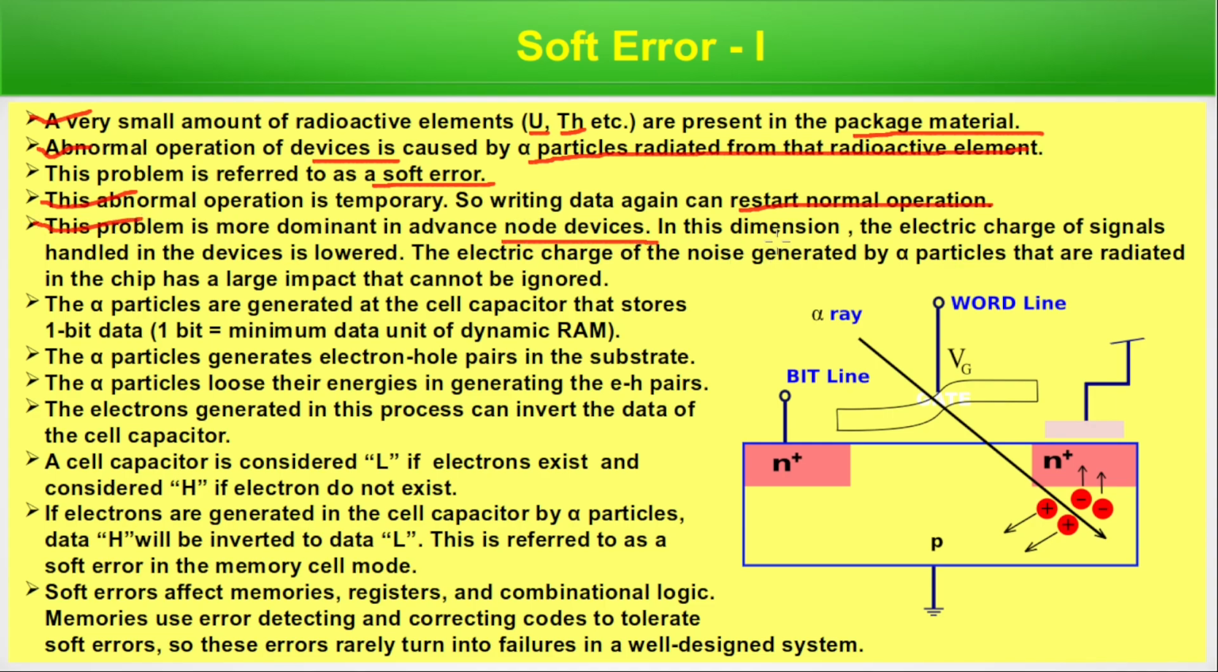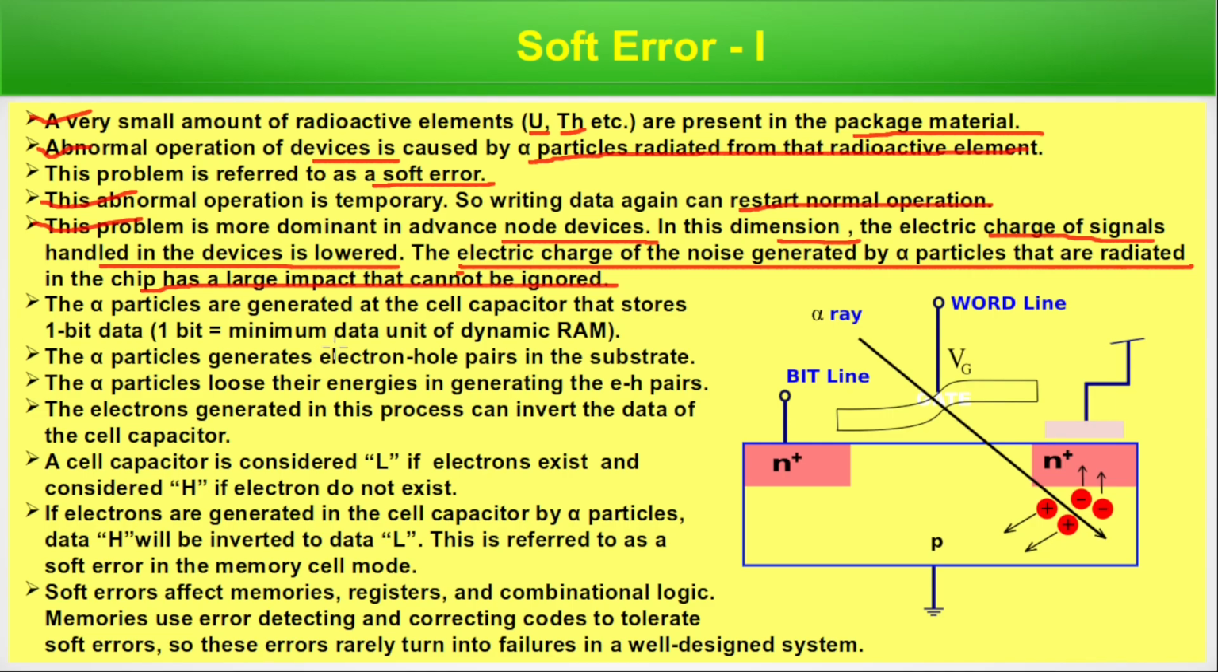In this dimension, the electric charge of signals handled in devices is lower because the device dimension is lower, so the operating voltage is also lowered. Now the electric charge of the noise generated by alpha particles radiated in the chip has a large impact that cannot be ignored. The operating voltage is less, so this electric charge of noise generated by alpha particles becomes quite significant at this dimension.